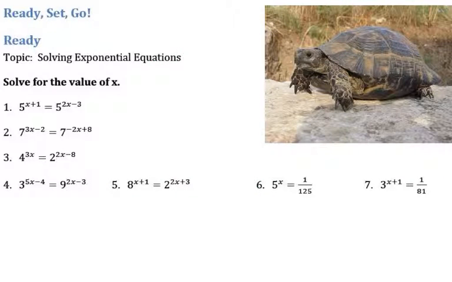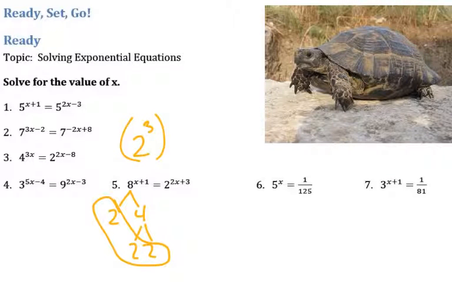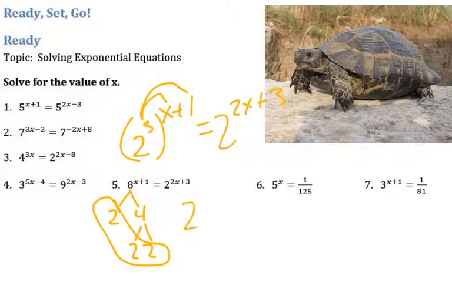Alright, number 5. Okay, now 8's a little trickier. So if we broke it up, because we need to figure out 2's, 8 would be 2 times 4, and 4 would be 2 times 2. So we have 3 2's, right? So that would be 2 to the third to the x plus 1 equals 2 to the 2x plus 3. 3 times x, 3 times 1. So we get 2 to the 3x plus 3 equals 2 to the 2x plus 3. Set those equal to each other.